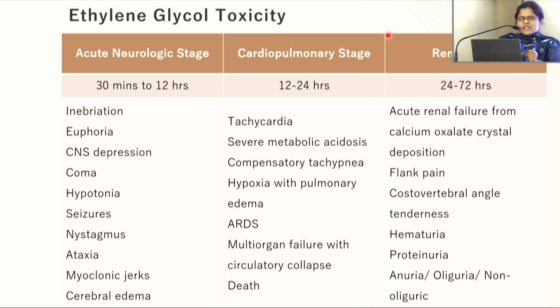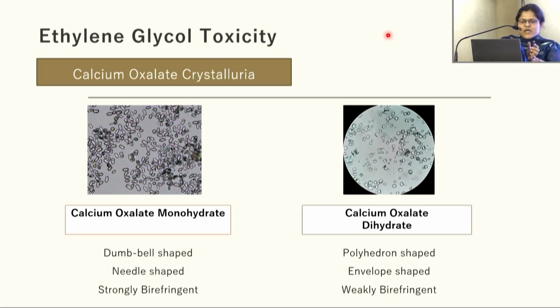And the third stage is the renal stage, from 24 to 72 hours, in which the patient can end up in acute renal failure, flank pain, costovertebral angle tenderness, hematuria, proteinuria, anuria, oliguria, or in non-oliguric patients you might find calcium oxalate crystalluria, that is, it could be either monohydrate or dihydrate.